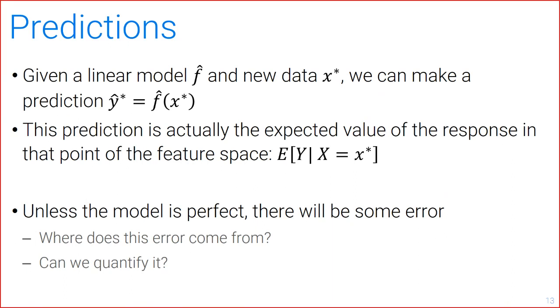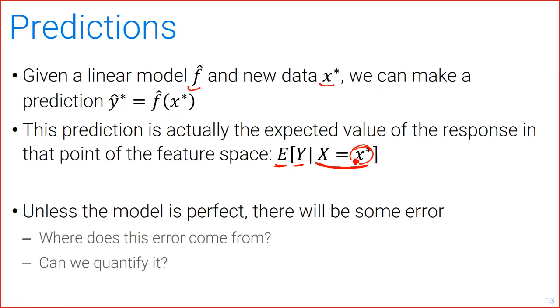And so the same thing happens with the predictions. Given a linear model that we estimated, some f hat, if we have some new data point x star, we can make a prediction. And so the estimate y hat star for that new point would be just evaluating the model on that new observation. And this prediction is actually the expected value of the response at that point of the feature space. So it's something like, what is the expected value of the response given that we are in this specific point of the feature space?